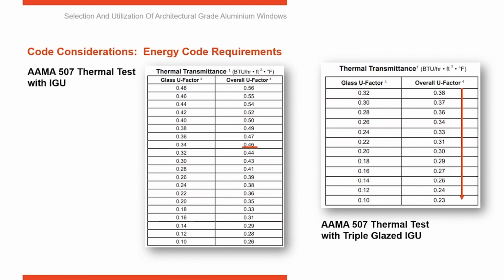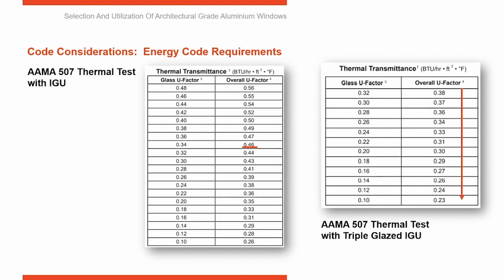So that's how you're going to use these charts to start with your baseline performance. And then if you want to show incremental improvement, these charts will help you show how much improvement you can get by changing the glass or changing the frame from double glazed to triple glazed.